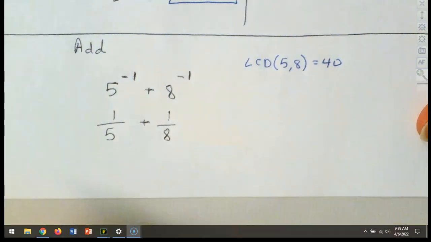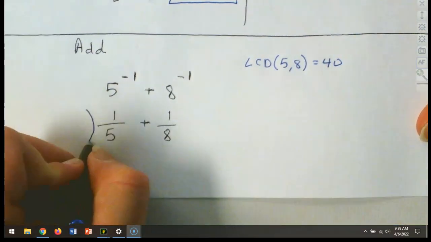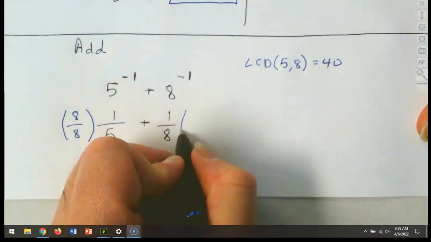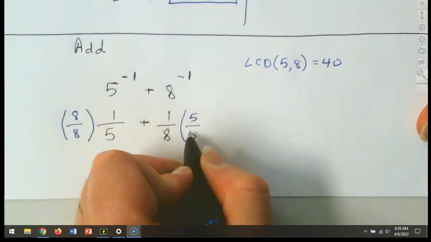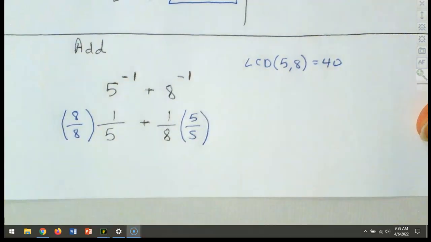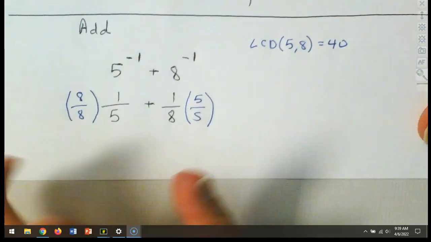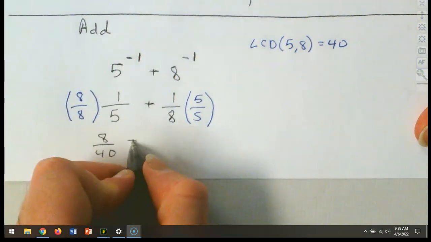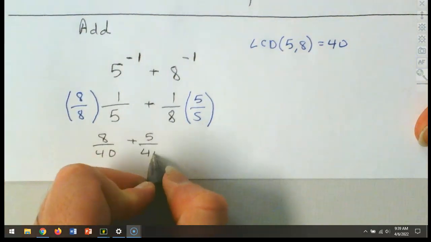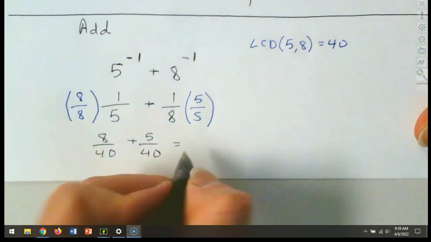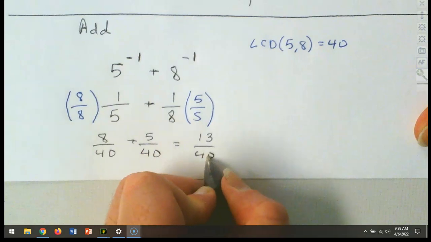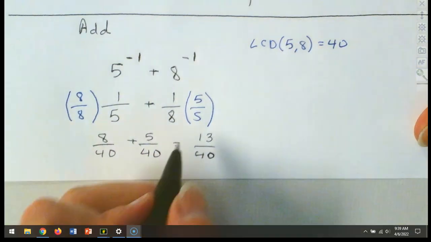Now we need a least common denominator of 40. So that's an 8 over 8, and this one needs a 5 over 5 here. That is then going to give you 8 over 40 plus 5 over 40. And we add those together, and that gives you 13 over 40. So that is going to be your final finished answer.